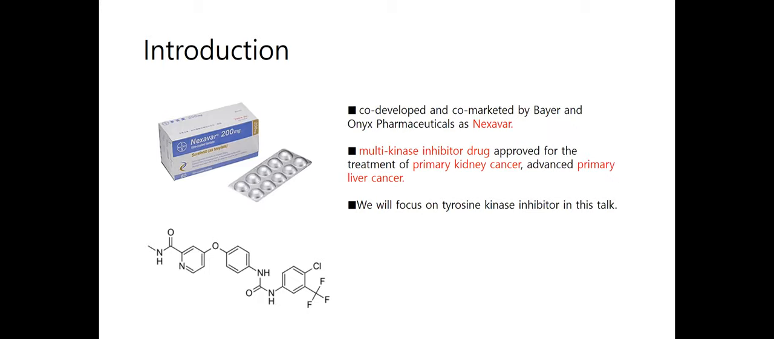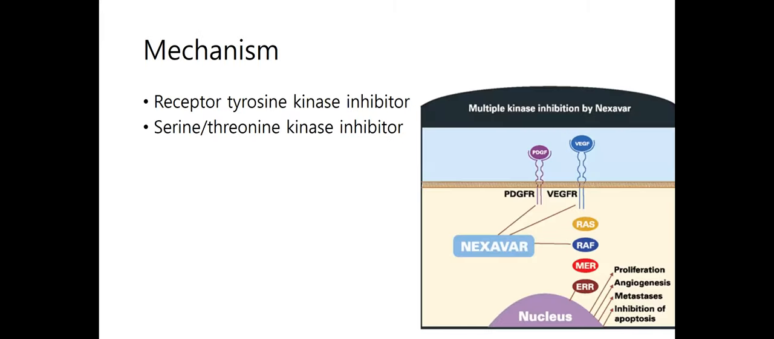Pharmaceuticals as Nexeva. And Nexeva is a multi-kinase inhibitor drug approved for the treatment of primary kidney cancer and primary liver cancer. And we will focus on tyrosine kinase inhibitor in this talk. Its mechanism consists of two mechanisms. And as I said, sorafenib is a multi-kinase inhibitor. And I'll tell you about what tyrosine kinase is.